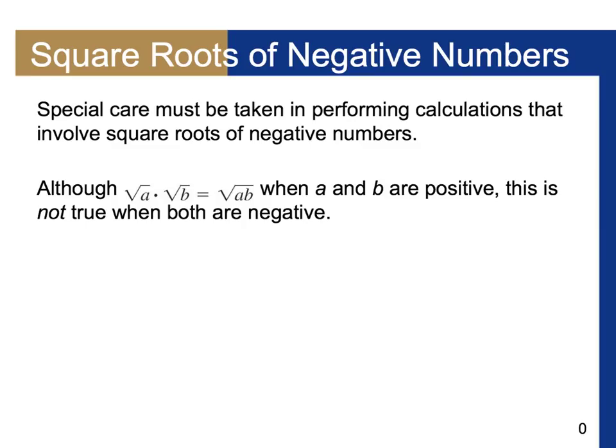Okay, just want to note something about negative square roots. Remember this, the square root of a times b is the square root of a times the square root of b, right? We know that by rules of exponents. But that's only true when a and b are positive. It's not true when both are negative, so we have to be careful of that.